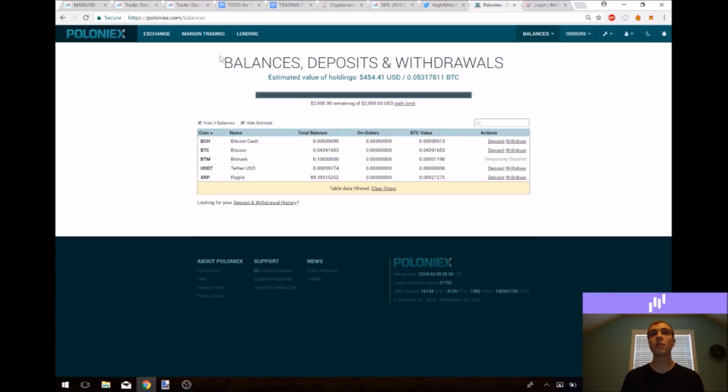Now, margin can be a little overwhelming to understand at the start, but basically, if you deposit $100 into a margin account, with Poloniex they provide 2.5 times leverage. That means there's another person on Poloniex lending out some money to you. You borrow their money and then you can trade with 2.5 times more money than you actually have deposited.